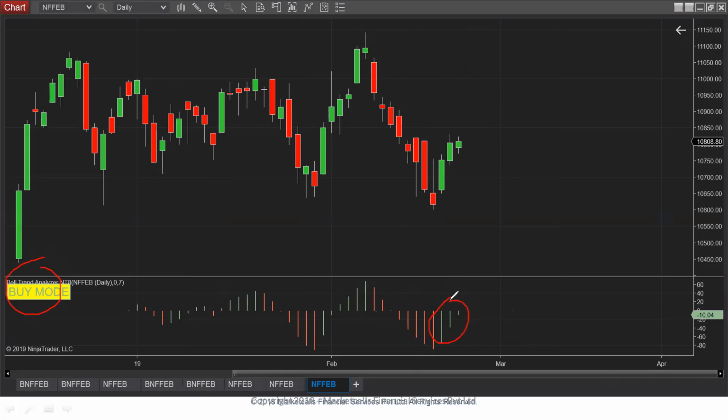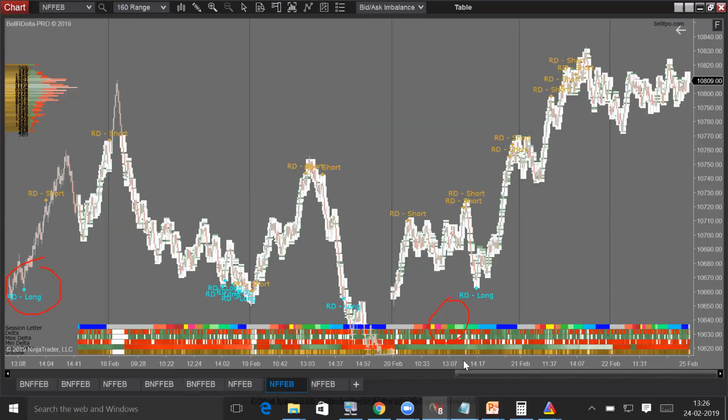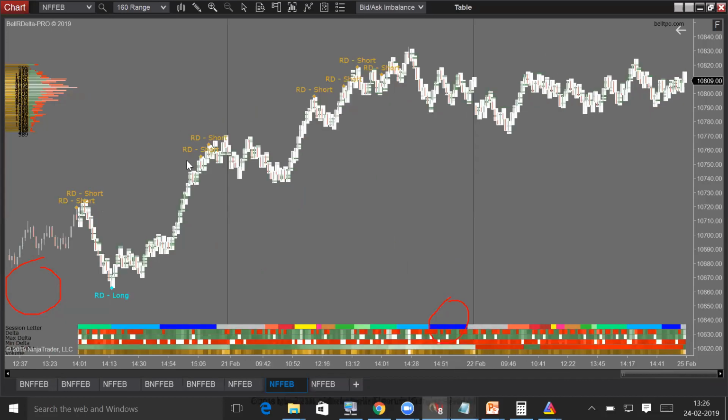That means last 3 days, I have to take only what? Can anybody explain what signal I have to take? Should I take RD longs or should I have to take RD shorts? Yes, you have to take only RD long signals, right? So all the RD short signals, you're simply going to ignore. So all the RD signals which happened in the last 3 days. This is the last 3 days of information which you are watching.